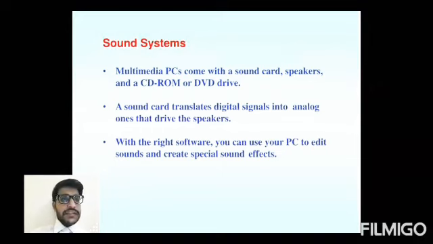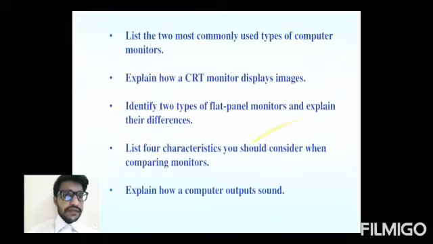Sound system. Multimedia PCs come with a sound speaker and a CD-ROM and/or a DVD-ROM. A sound card transfers digital signals to the computer's sound drive and speaker. With the right software, you can use your PC to edit sound and create special sound effects.